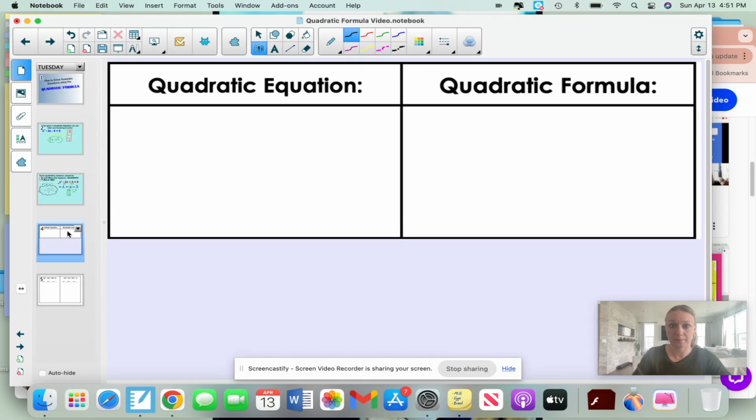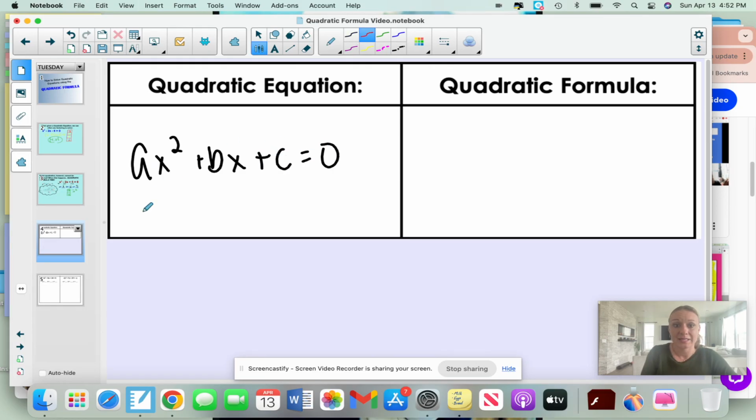All right, moving right along. So again, the quadratic equation format is ax squared plus bx plus c equals 0. These are the three numbers that you need to plug into your formula. You also need to make sure that it is set equal to 0. And I know we talked about that in class too. Here is the quadratic formula.